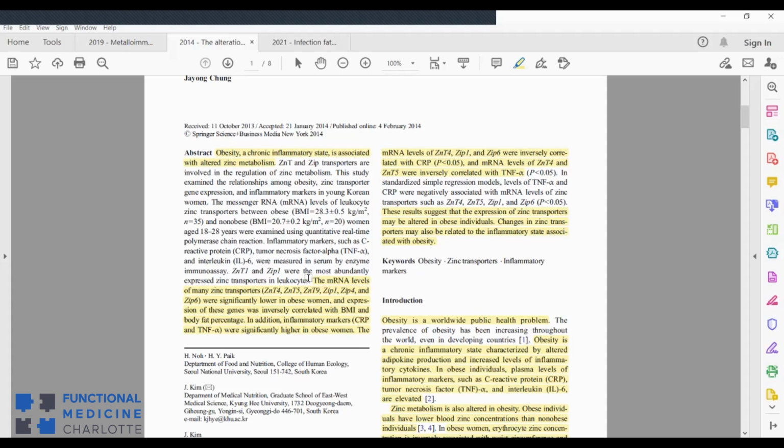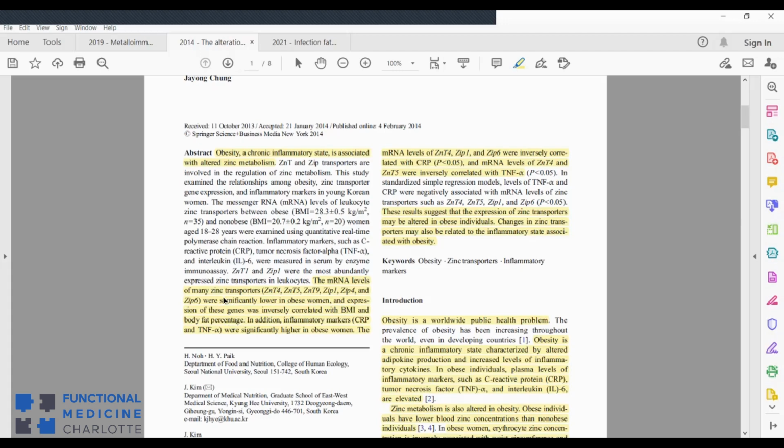The body produces zinc transporters, and it uses messenger RNA to do that, okay? So mRNA is translated to DNA, DNA is transcribed, and you make proteins. So the mRNA levels of many zinc transporters are significantly lower in obese women, and expression of these genes was inversely correlated with BMI and body fat percentage.